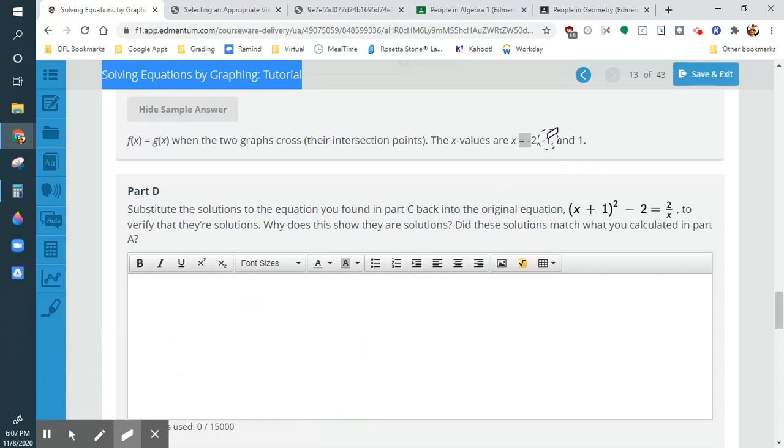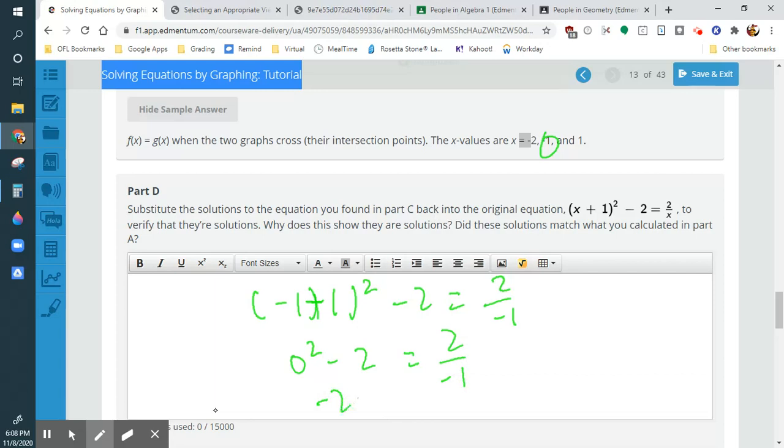And then they want us to show the work for the next one, which is going to be -1. So now we're doing it for this one. -1 plus 1 squared minus 2 equals 2 over -1. This becomes -1 plus 1, 0 squared minus 2 equals 2 over -1. So this is -2 equals -2. So that one's good to go as well.